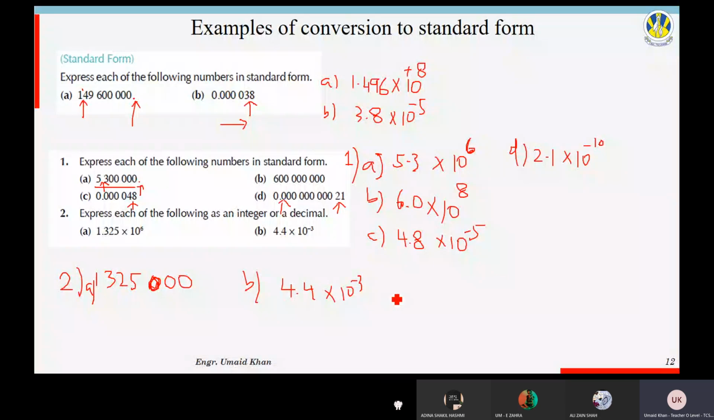Okay, I hope it's clear. Okay, how will we do the next part? 4.4 into 10 raised power minus 3. Sir, we'll start from the right side now. It will be 0.004, 0.0044.